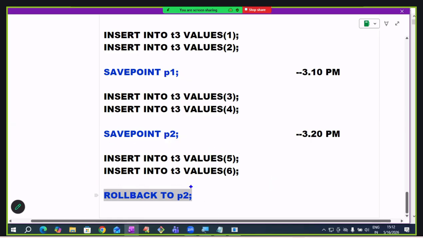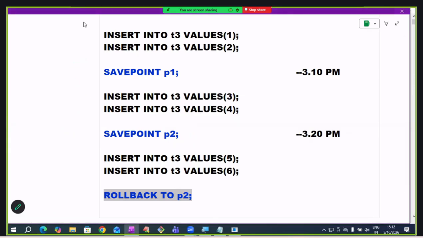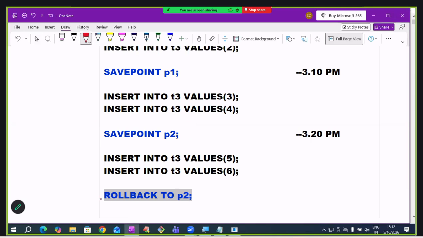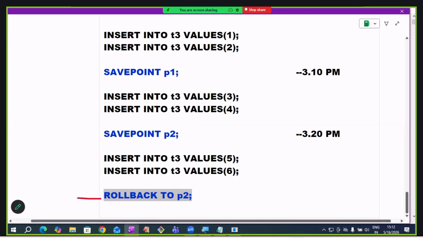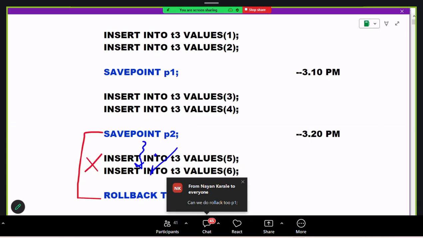So to cancel part of the transaction, when you are performing a large transaction, it is better to set save points in the middle like this. So when this rollback to P2 is executed, from this rollback to the point P2, all actions will be cancelled, meaning actions after P2 are cancelled.